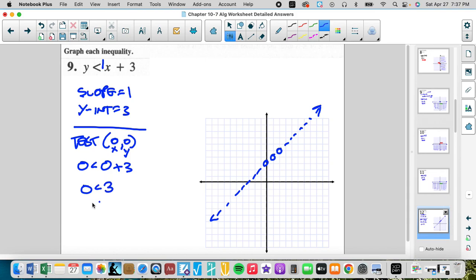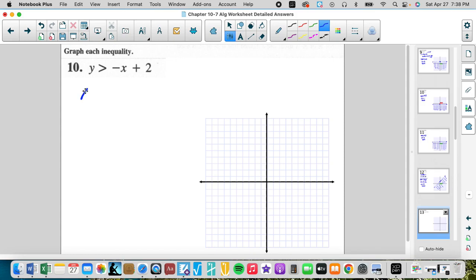Is 0 less than 3? That's true. So this point is true. So all the points on that side are going to be true. So I'm going to shade this way. Pretty fun, right?